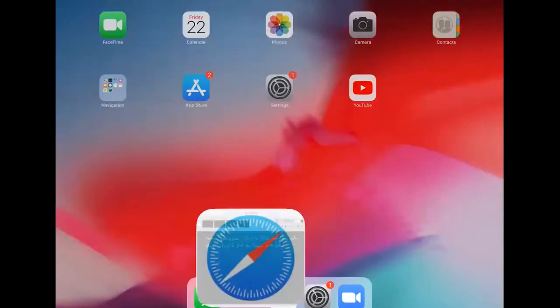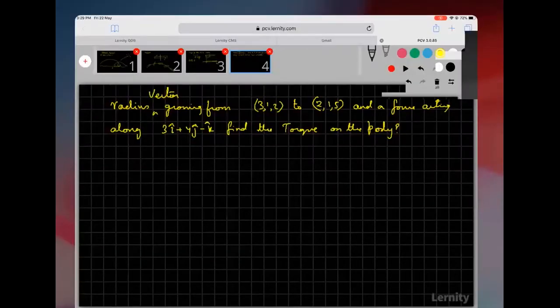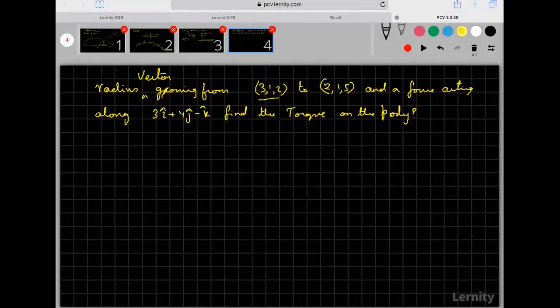Okay, a radius vector going from (3, 1, 2) to (2, 1, 5), and a force acting along 3 i cap plus 4 j cap minus k cap. Find the torque acting on the body.